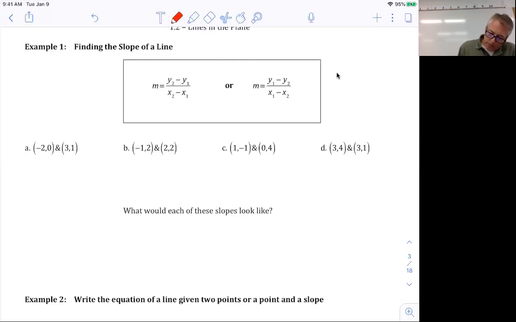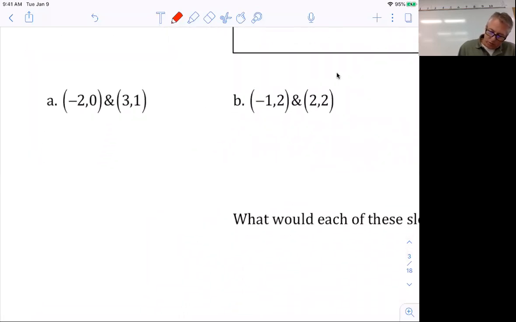So an equation is to subtract the y's on top and the x's on the bottom. For example, if we wanted to find the slope here, the order doesn't matter if the y values are the 0 and the 1. It doesn't matter if I do 0 minus 1 or 1 minus 0, as long as I do the same order on the top and the bottom.